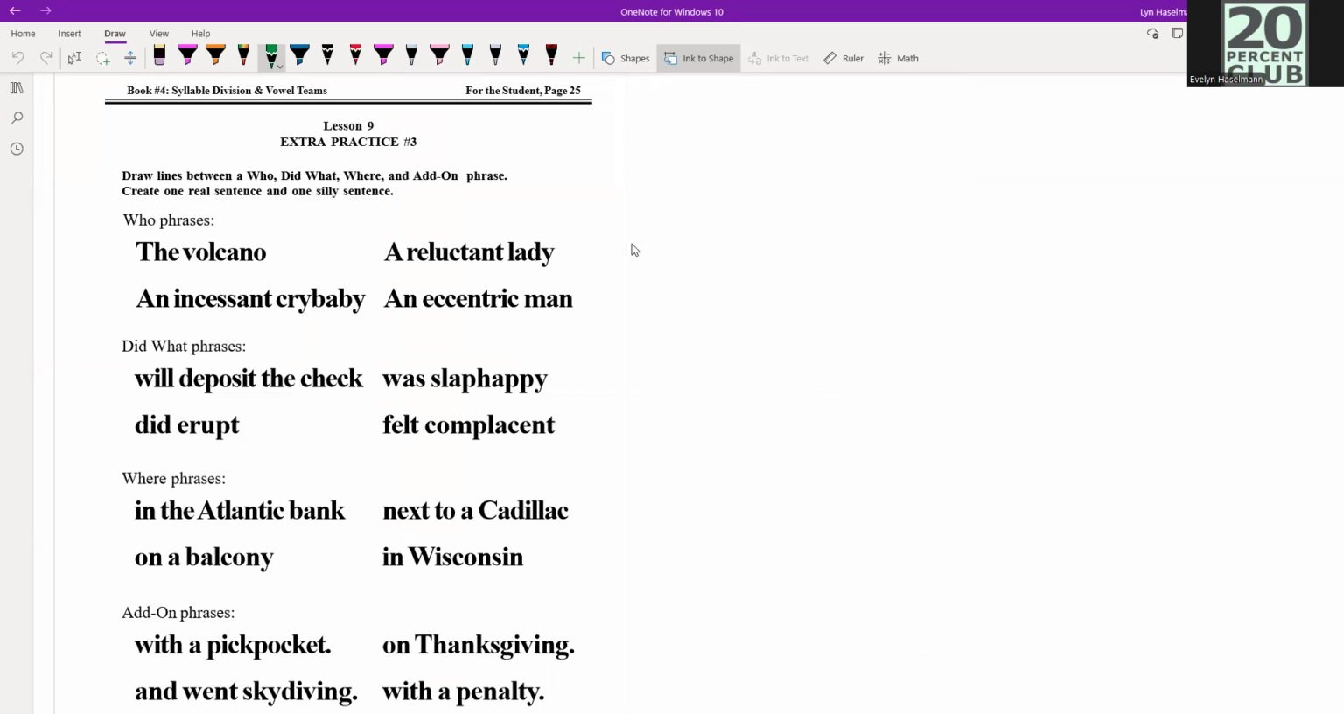So as a reminder, your student has learned 3-syllable words today. There are no new syllable division rules, but they can apply everything that they've learned up until this point. So we'll do a couple examples on how to divide these words, okay? Incessant is probably a word that most students wouldn't know, so I'll start with that one.